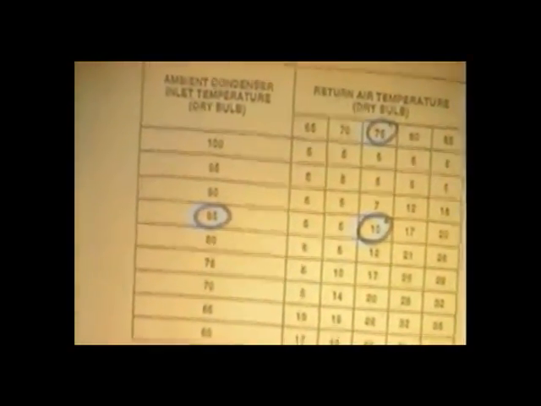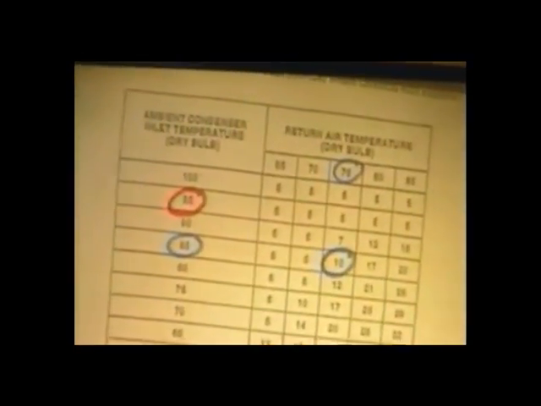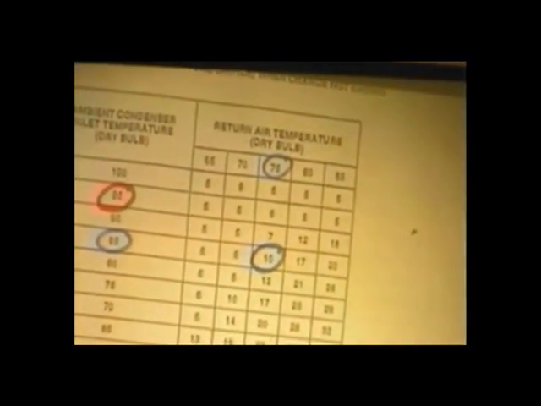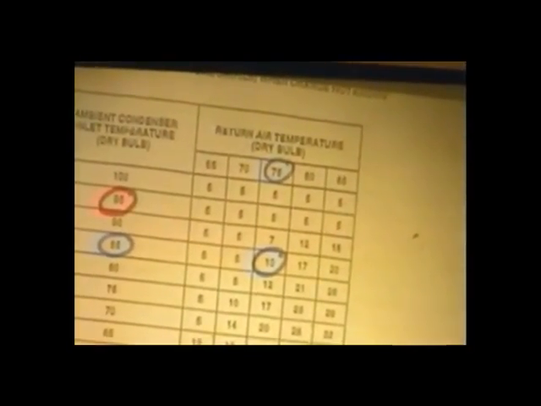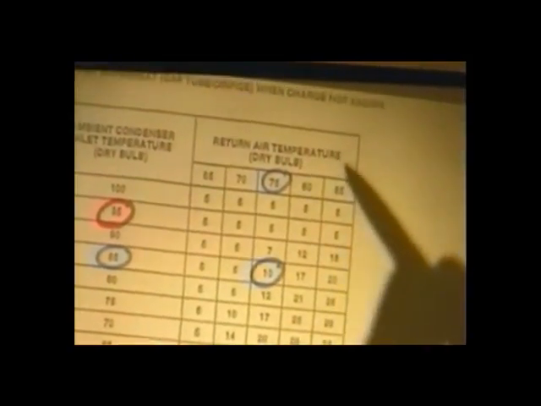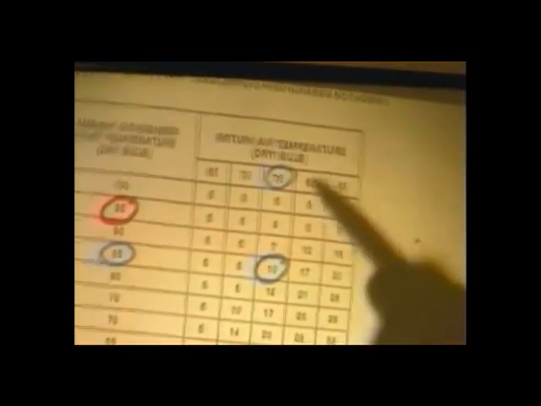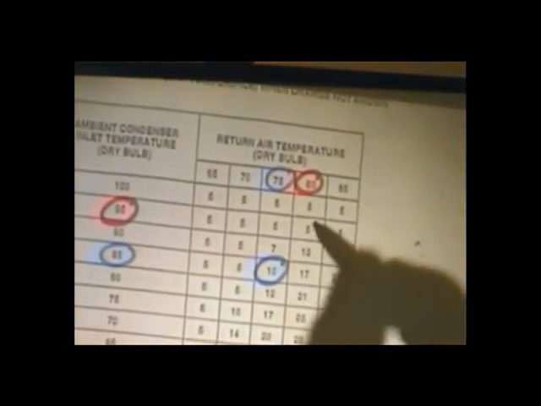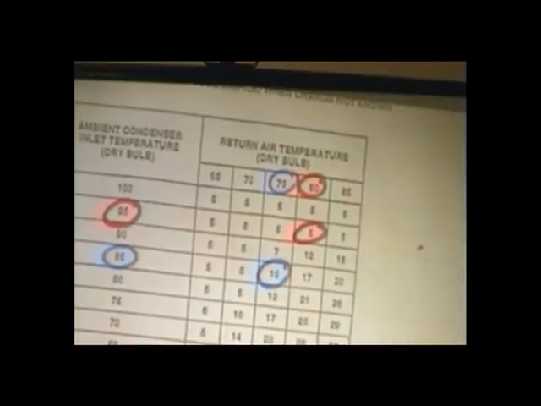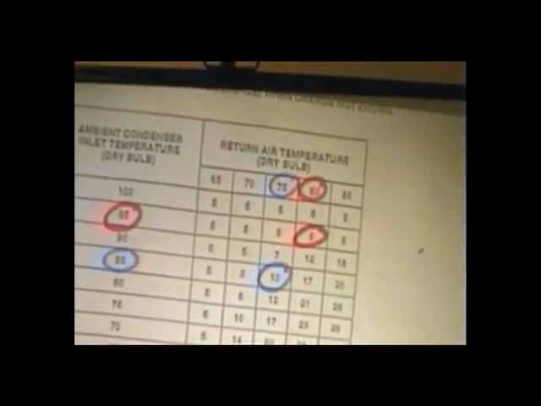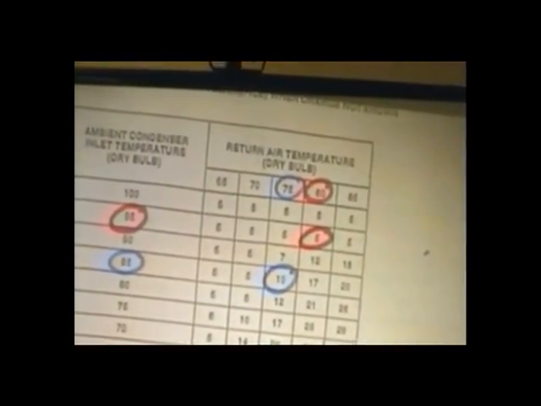Jeff, give me a nice hot day. 95. 95, so we're going to do 95. Kevin, it's kind of working. Give me a return air temperature. 80. Wait a minute, my pen's leaking again? Okay, got it. Okay, 80 degrees. There you are, 95 outside, 80 degree return, you want 5 degrees of superheat.